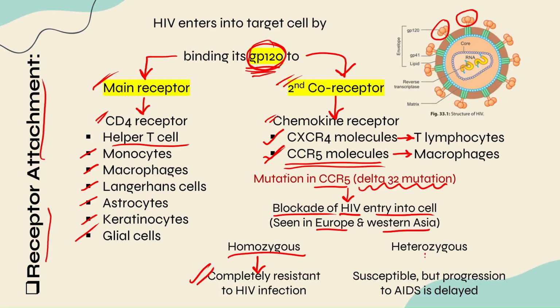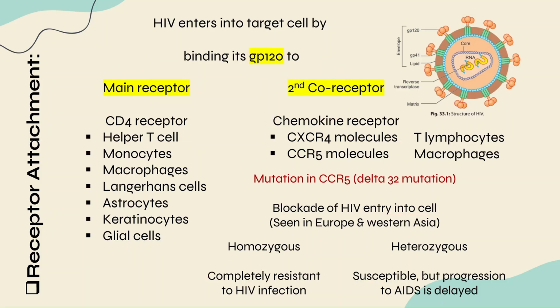And if the person is heterozygous for this, the patient is susceptible to HIV infection, but the progression of the infection to AIDS becomes very delayed. I hope the concept or the details regarding the receptor is also clear.